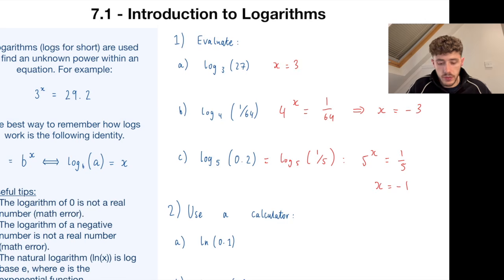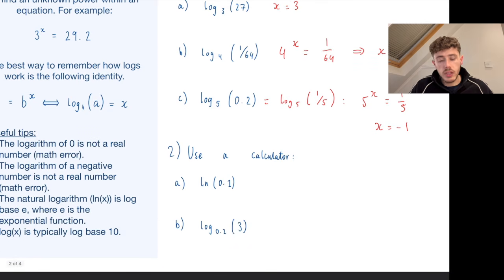Next, we can use a calculator, so go ahead and grab your calculator. And in that calculator, find the ln button, so ln, it should be on there, and put that into the calculator. And the answer I got is minus 2.303 if we're going to 3 decimal places.